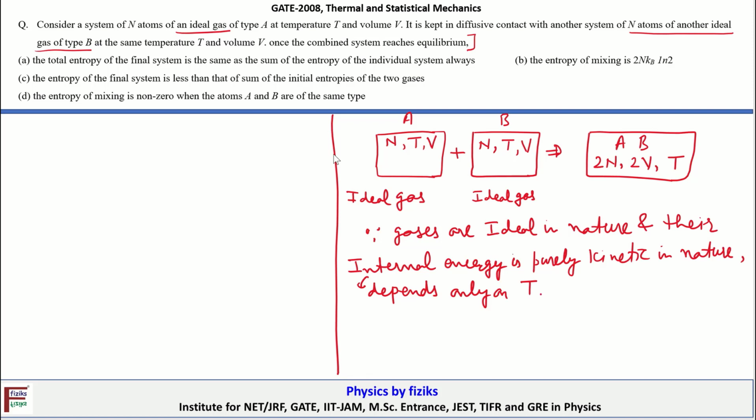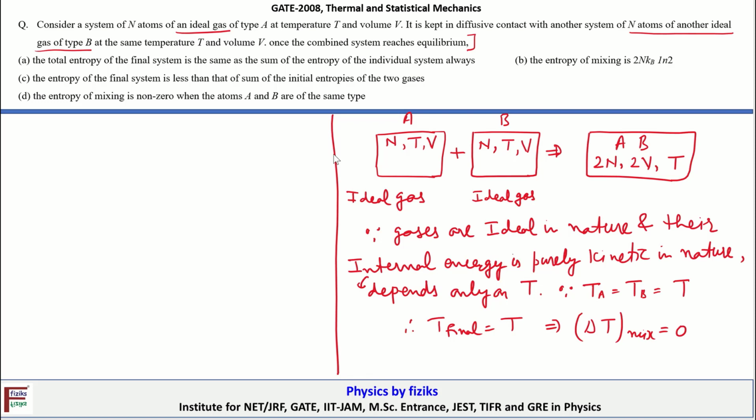Here, because both mixtures are at the same temperature initially, the temperature of mixture A is equal to the temperature of mixture B, which is equal to T. So the final temperature, T final, will be equal to T. That means delta T for the mixture is equal to 0.